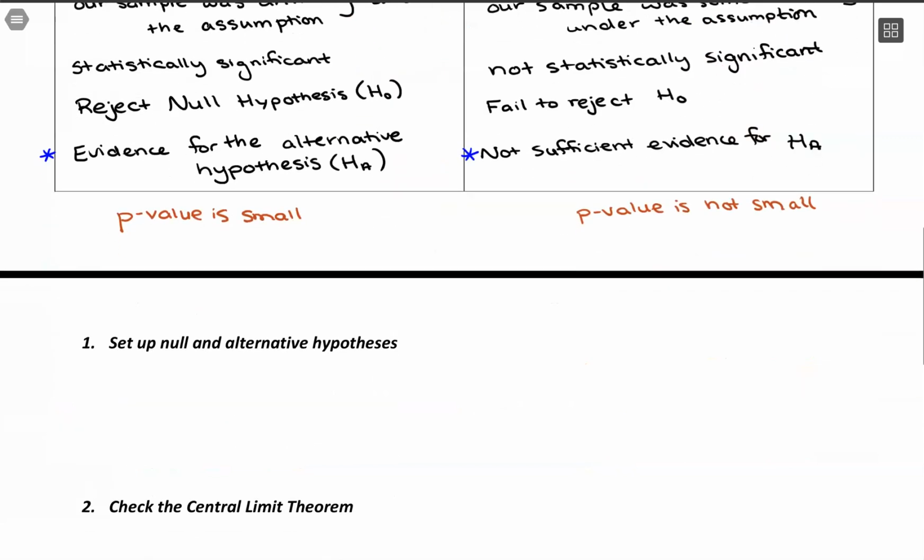So setting up the null and alternative hypotheses is the first step that we'll do. I'm just going to copy what I actually wrote up above there, which is that we're assuming this population proportion is 0.5, and we want to prove that it's more than 0.5. So in this first step, we're just going to outline what we assume is true and what we want to prove.